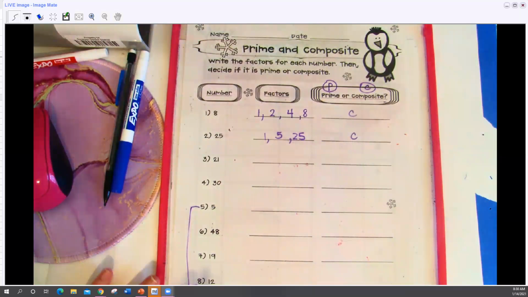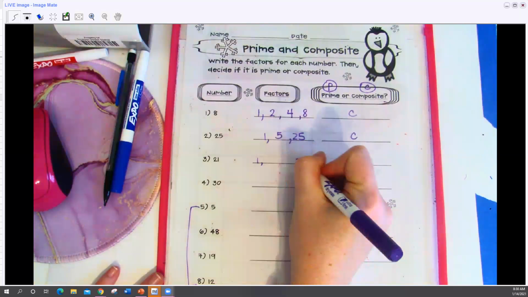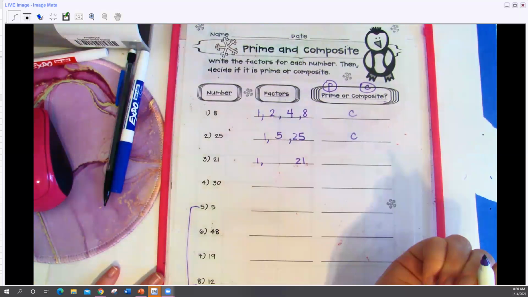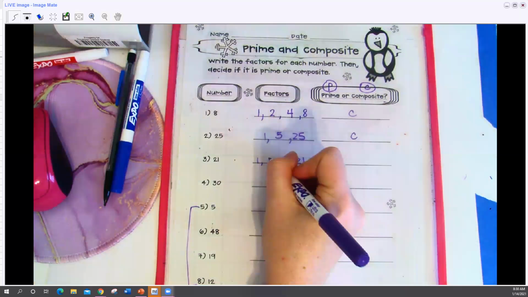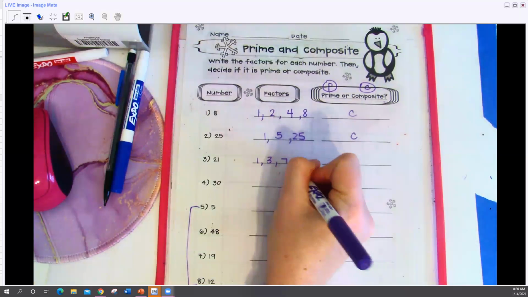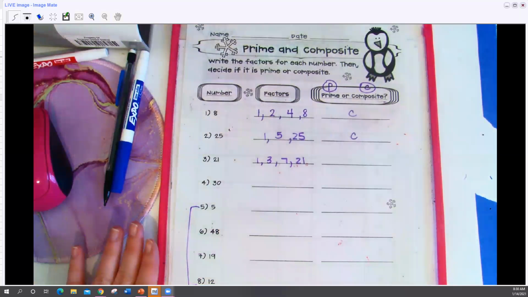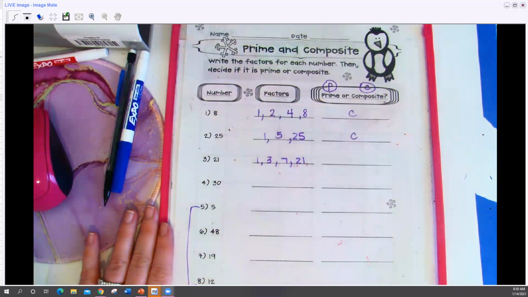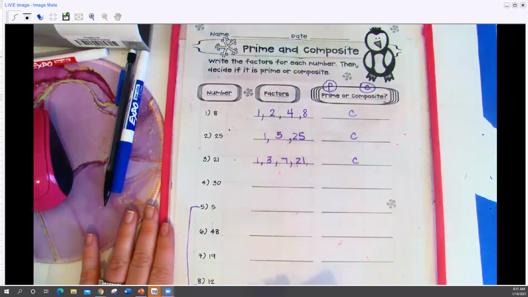Okay, let's take a look at 21. I can do 1 times 21, right? And I can also do 3 times 7. So I have more than 2 factors. It's composite.